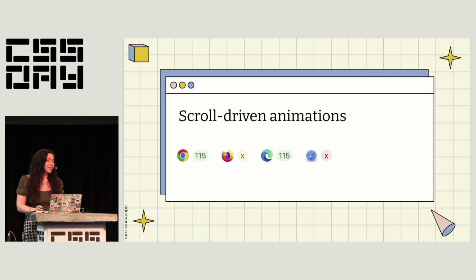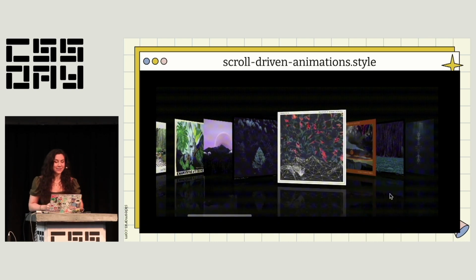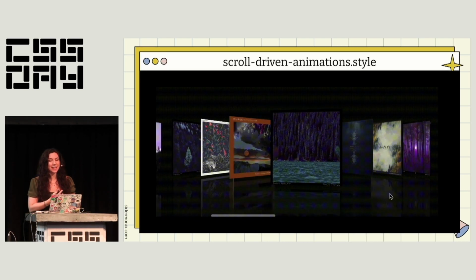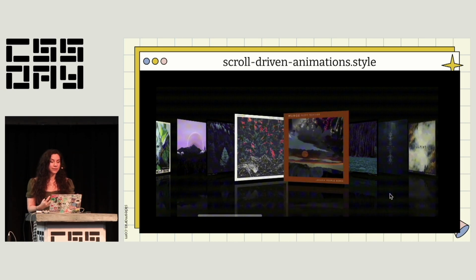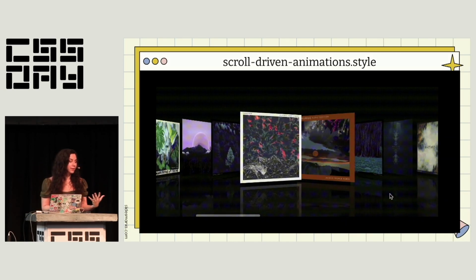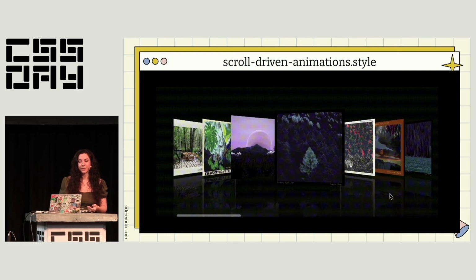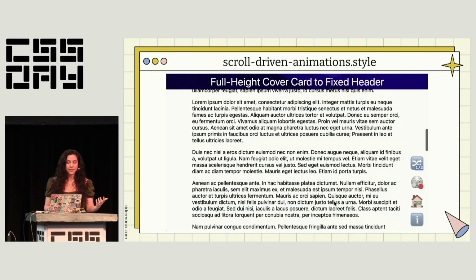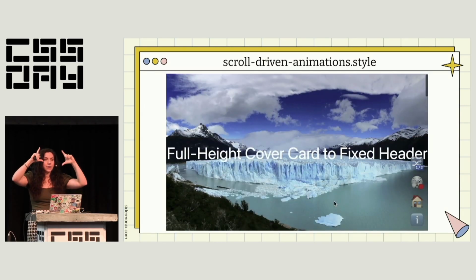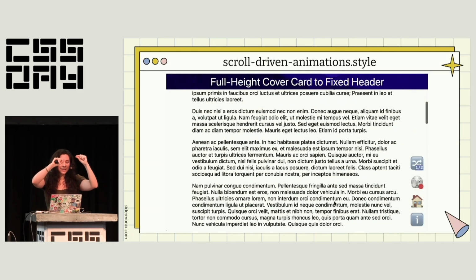The last thing that I want to talk about briefly is scroll-driven animations. And they're so cool, and they're landing in Chrome 115. And there's a great site from Bramus called scrolldrivenanimations.style, which shows you how to build these interactive experiences. So one really cool one is this cover flow, where this is a horizontal scroll-driven animation. Another one is this sort of header that then squishes at the top.